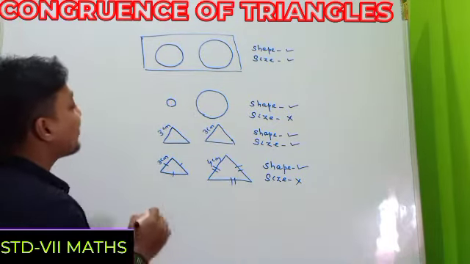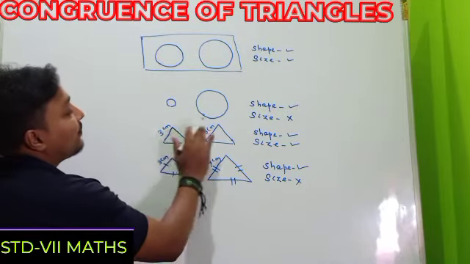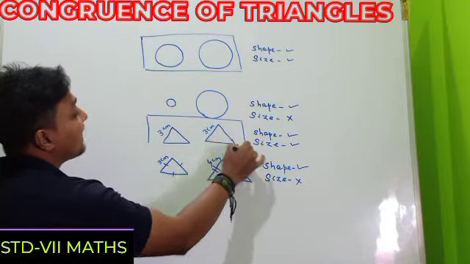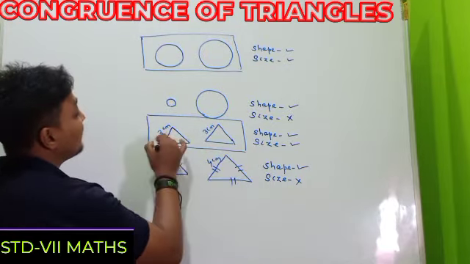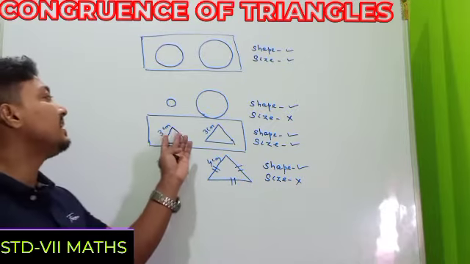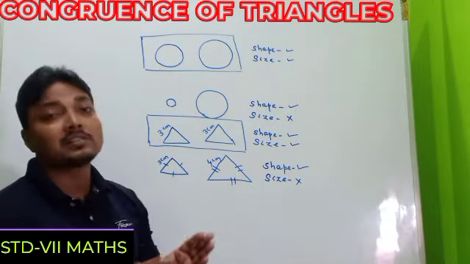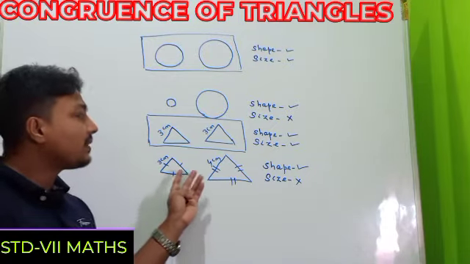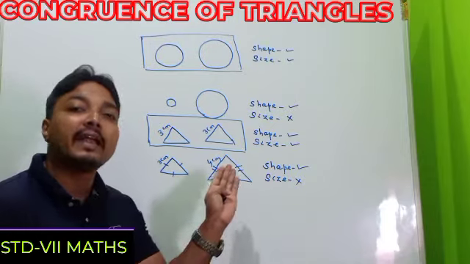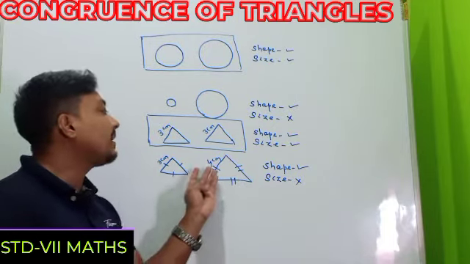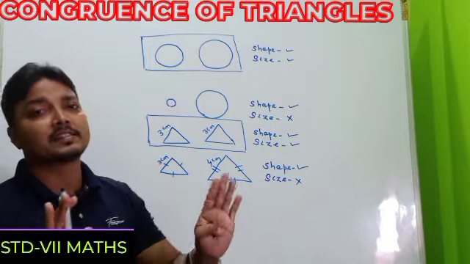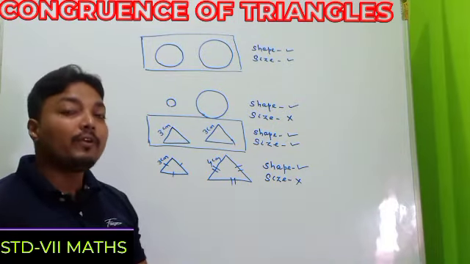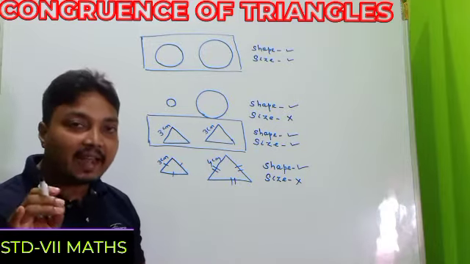Understood? Another one: see here the pair of equilateral triangles, both of them have the same shape along with the same size. So we can call these two figures congruent figures. And here both of them have the same shape but different sizes, so we cannot call them congruent figures. Understood perfectly?